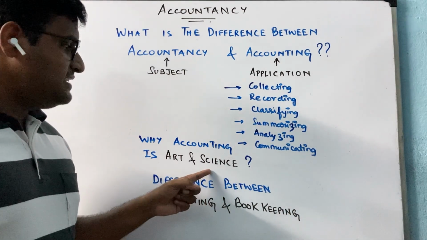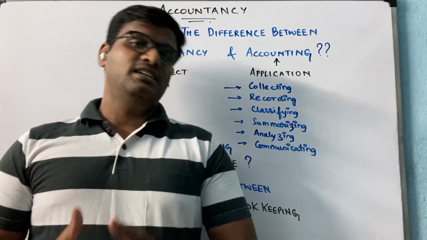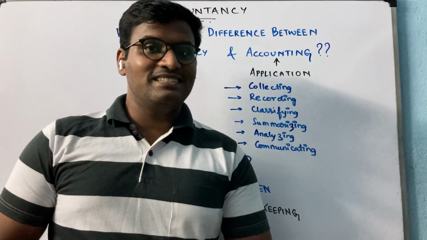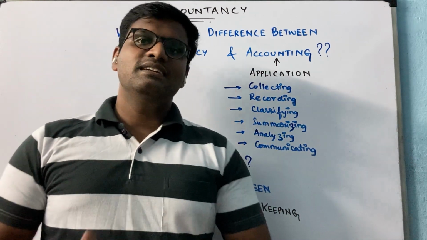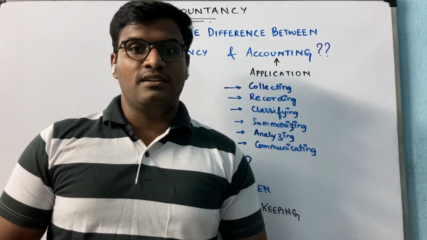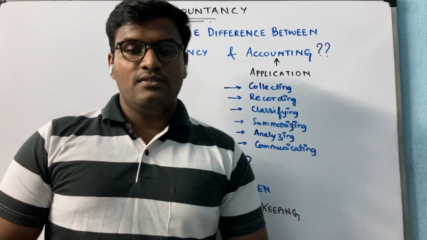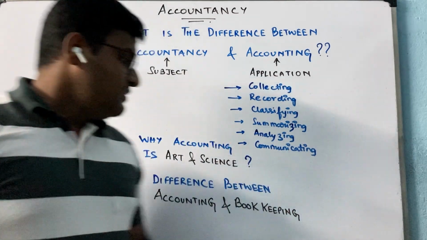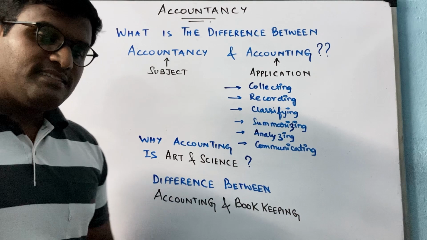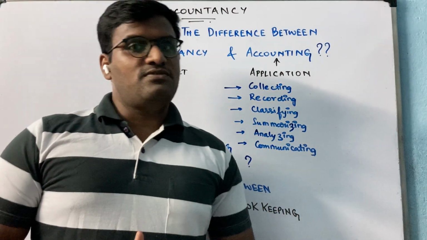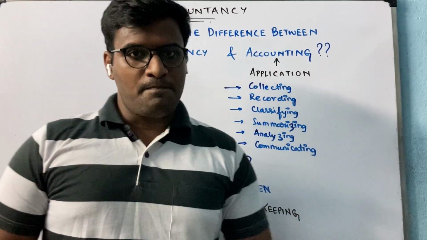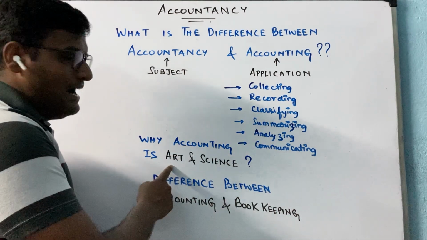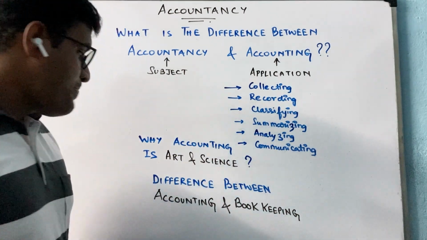Secondly, in case of science, what happens? We have certain rules which we need to follow. Like we have the debit and credit rules for accounting. Similarly, in science also, we have the law of gravity. That is something which we have to follow. So similarly, accounting is a science as well because there are certain rules which we need to follow and we are bound to do so, making accounting an art as well as a science.